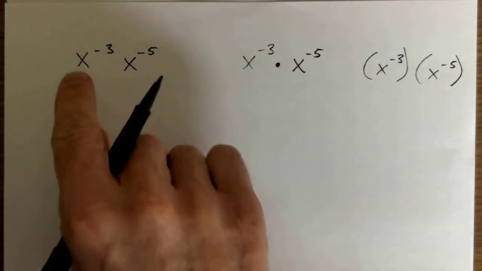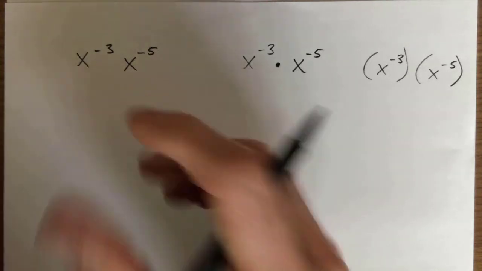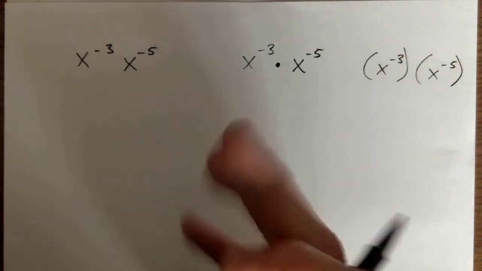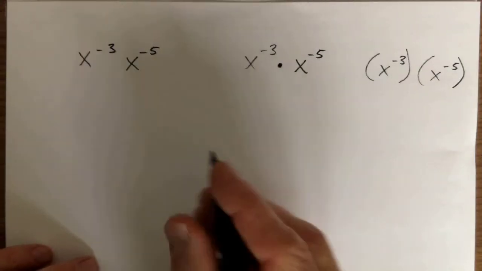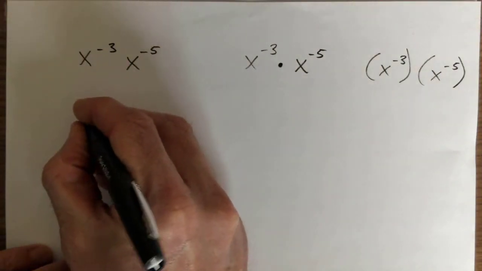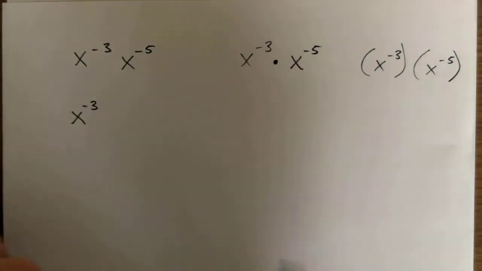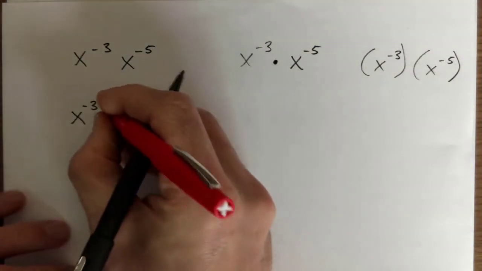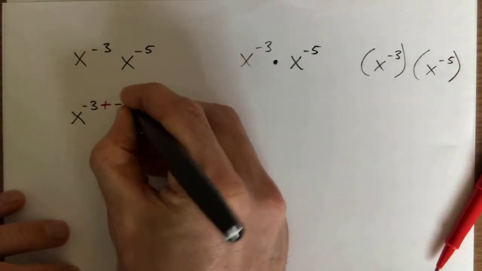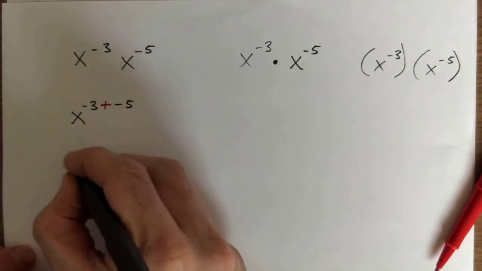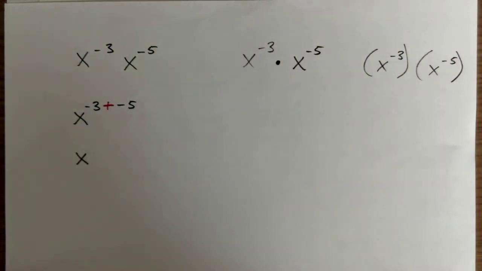And then we're multiplying by the same base, which means we use an exponent property. And if we look back at our notes, it's actually called the product property. And here's what you do. You go x to the power of this number plus the other number, which is a negative 5. And so what does that make? X to the power of negative 3 plus negative 5.